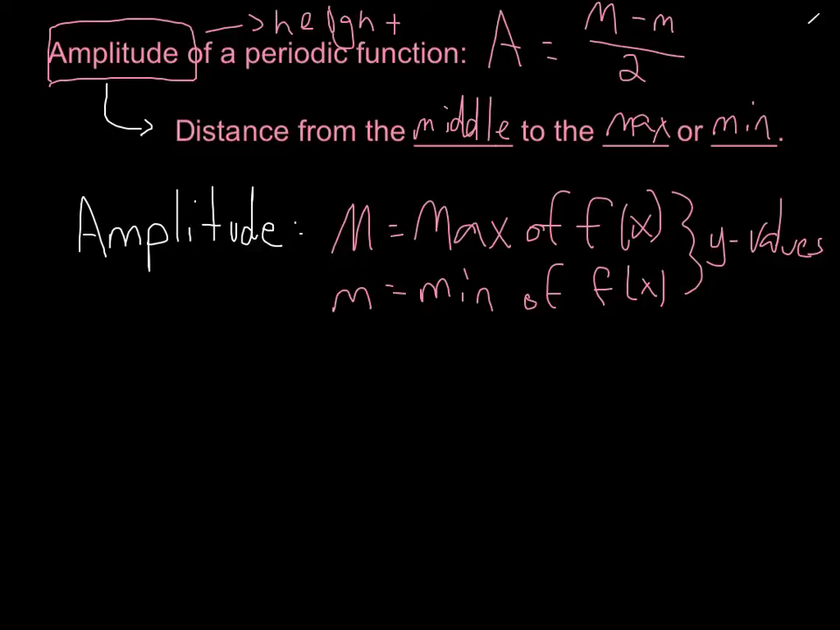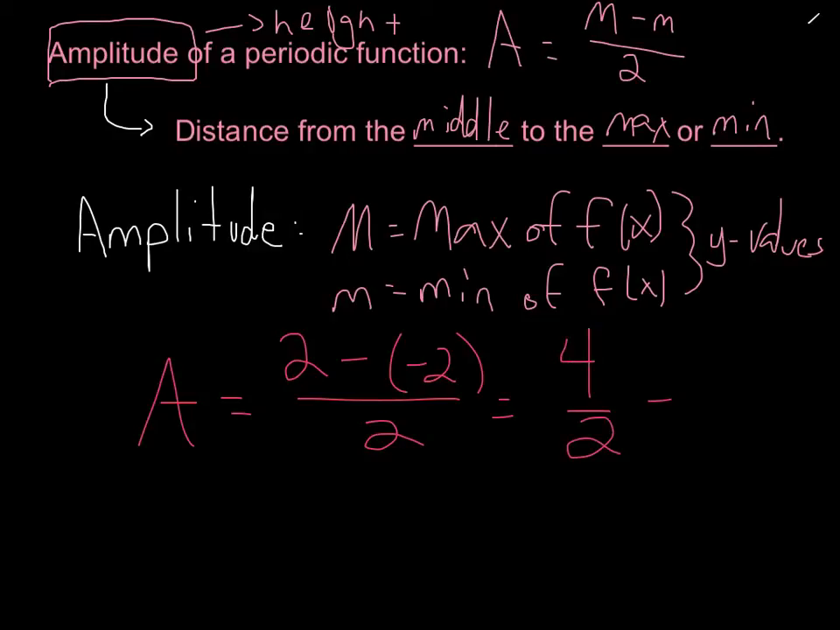So looking at the last one we just did, let's find it with the formula for the last example. Max was positive 2. Minus min was negative 2, divided by 2. Well, that's 4 divided by 2, which is 2. I think it's usually just easiest to get the amplitude from looking at the picture. But if you want to do the formula, be my guest. Max minus min over 2.